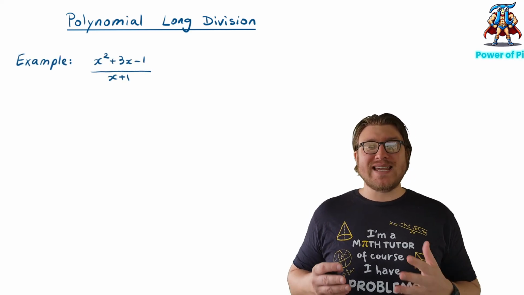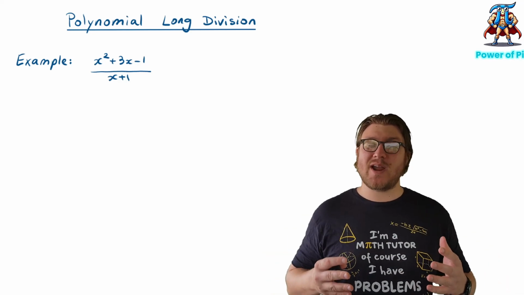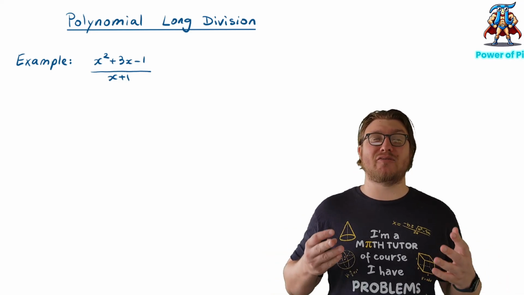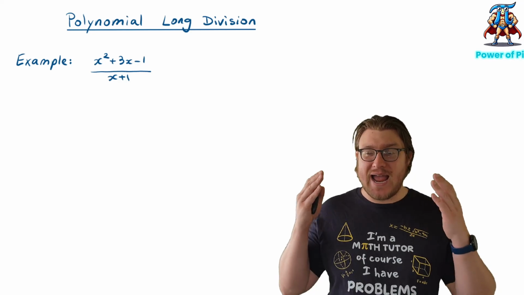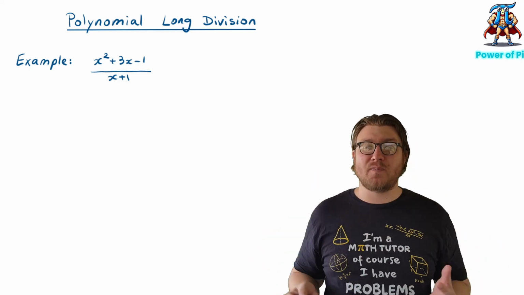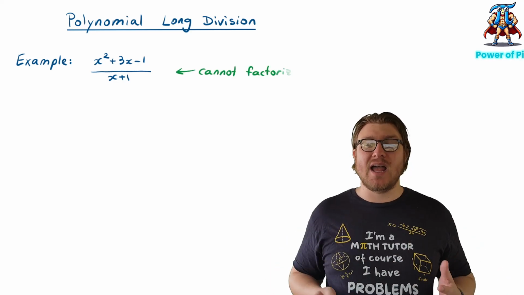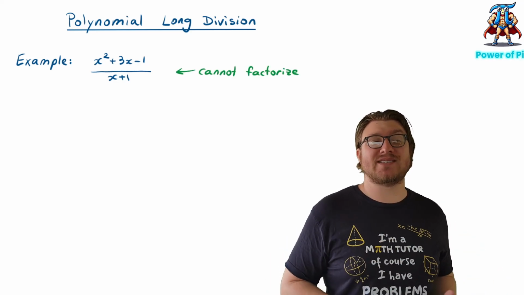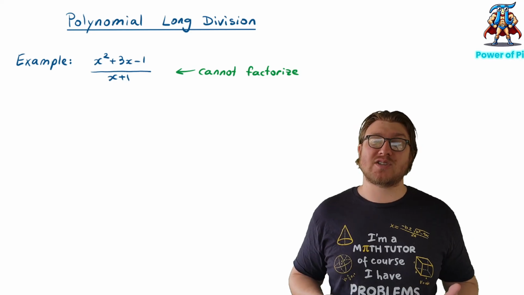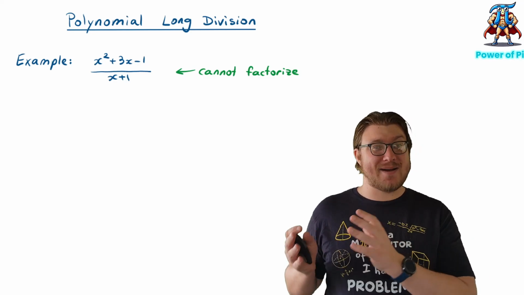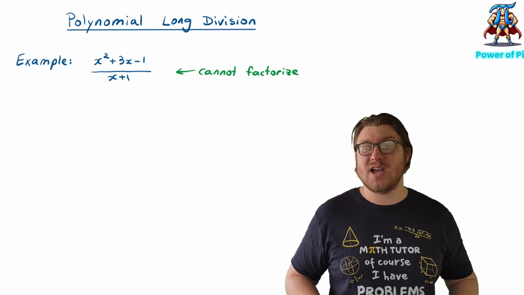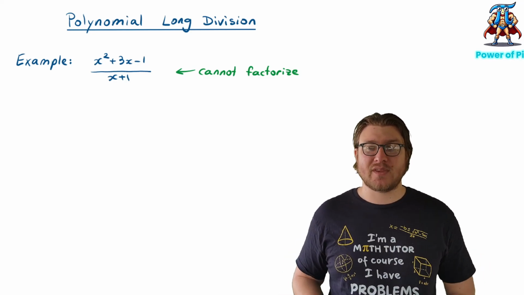So first of all, here's our example. We have x squared plus 3x minus 1 divided by x plus 1. Absolutely horrible. We could be thinking about factorizing here. But unfortunately, the top does not factorize because we have 1 as the number at the end and 3 in the middle, so we're kind of stuck.